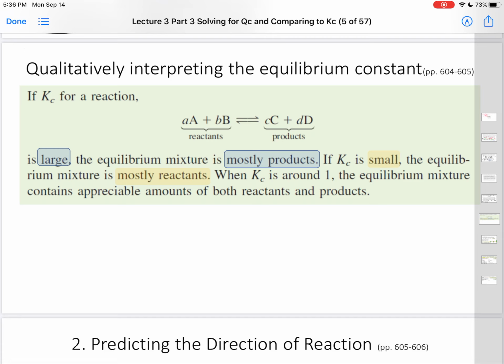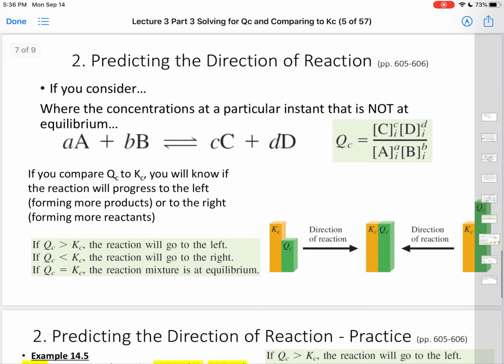All right, so your book gives you this nice little table, and it says you've got this reaction, A plus B gives you C and D. If Kc is large, the equilibrium is mostly products. If Kc is small, the equilibrium is mostly reactants. And when Kc is around 1, the equilibrium mixture contains appreciable amounts of both reactants and products. Basically what we just said.